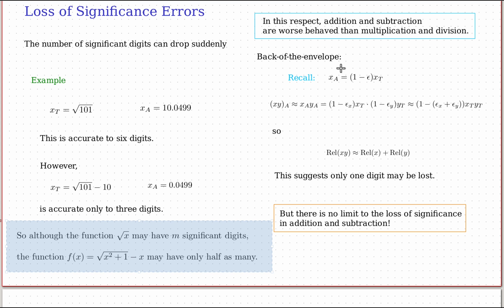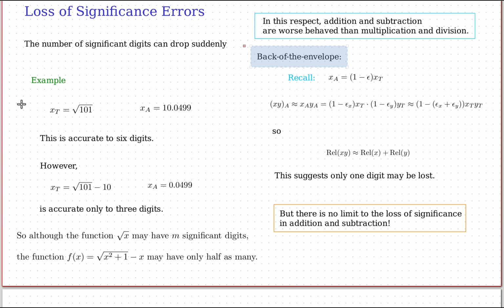Now, let me try to convince you that this kind of problem actually does not arise with multiplication and division. So let's consider multiplication, and we'll analyze the relative error in multiplication. Now, I'm going to be a little loose here. I call this a back-of-the-envelope calculation.